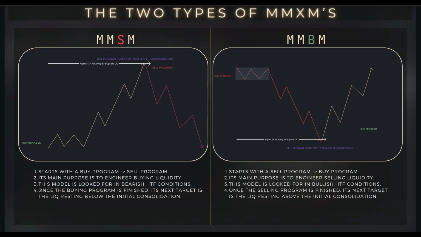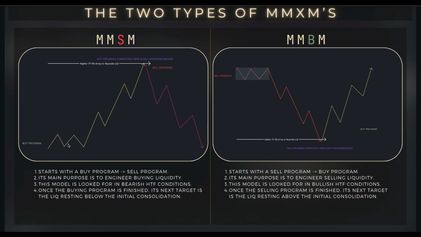Now, number 4, once the buying program is finished, its next target is the liquidity resting below the initial consolidation. So this is the consolidation part. The consolidation might not even begin right away. I'll show you a few examples of what I mean, but it's not always going to consolidate at first. The buy program will start and then it'll consolidate here. But again, I'll go into a little bit more depth in a minute. But yeah, generally, it's supposed to consolidate first.